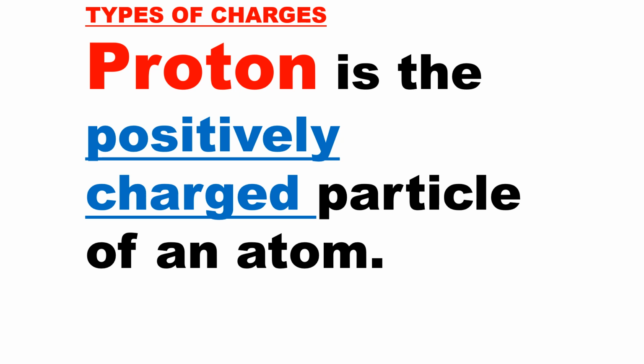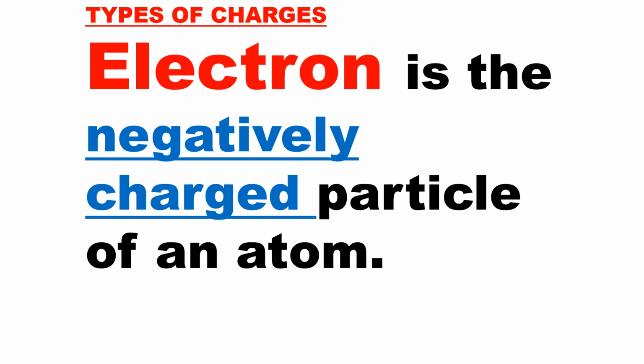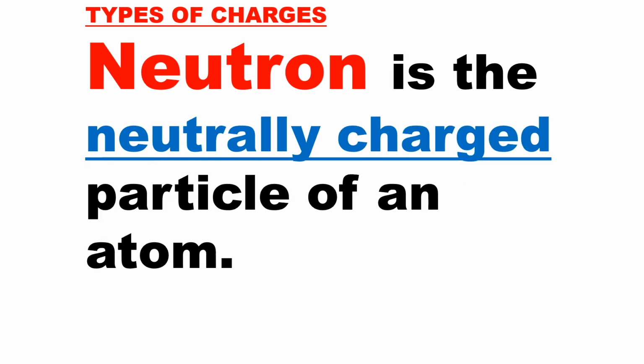So the proton is the positively charged particle of an atom. The electron is the negatively charged particle of an atom. And the neutron is the neutrally charged particle of an atom. So when we say neutrally charged, it means it's not positive, it's not negative. So it's neutral, so zero charge.